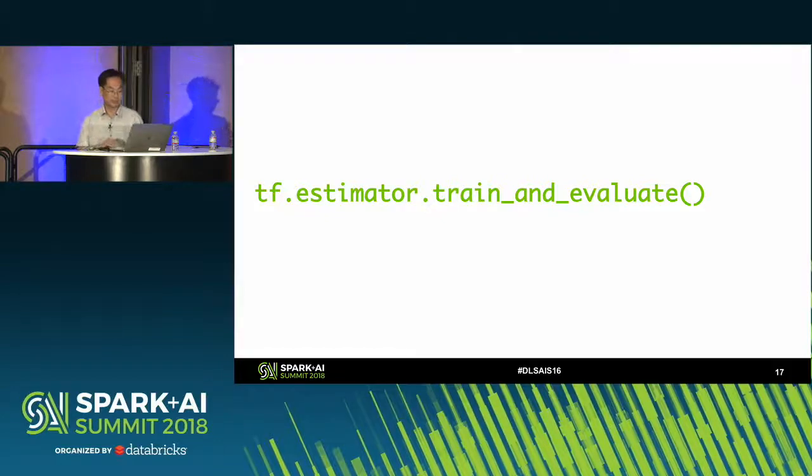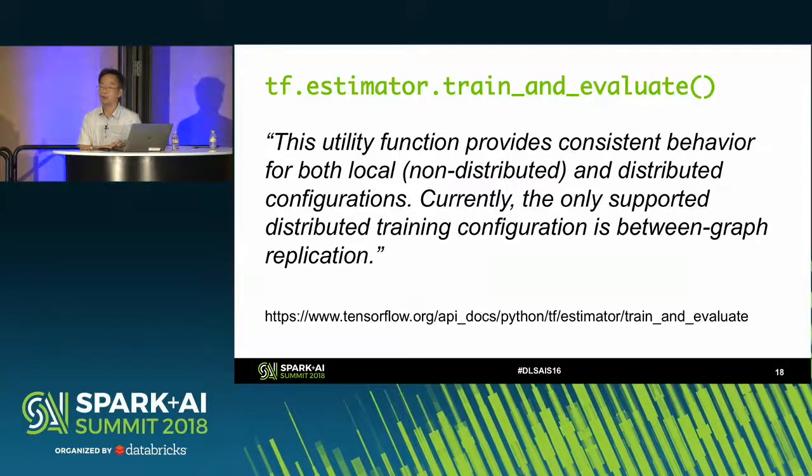Okay, so next, TF train and evaluate. If you've not already come across this, this is the quote from the TensorFlow website. The key bit is it allows you to use the same code in a single node, say Python instance on your laptop, and then turn around the very next day, use the same code in a distributed environment. Obviously, we tweak it a little bit for TensorFlowOnSpark, but as I'll show you, it doesn't change too much.